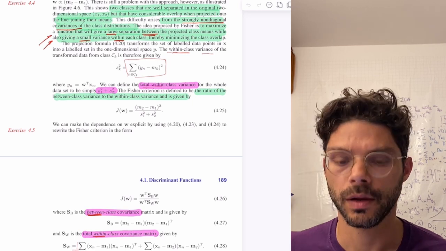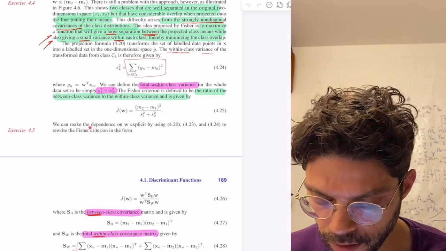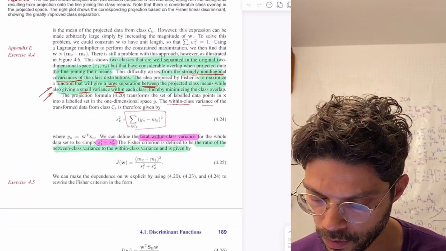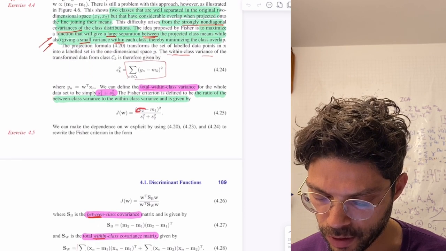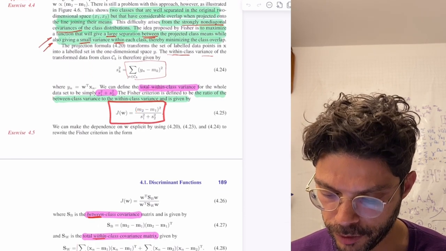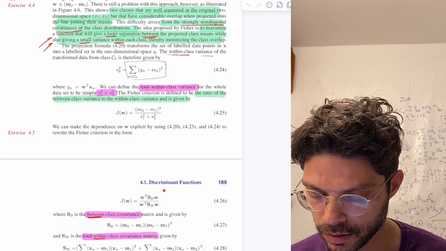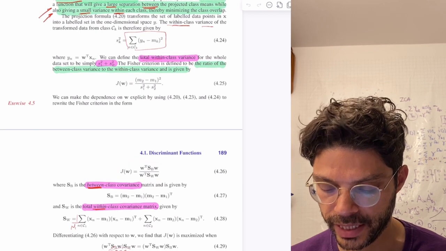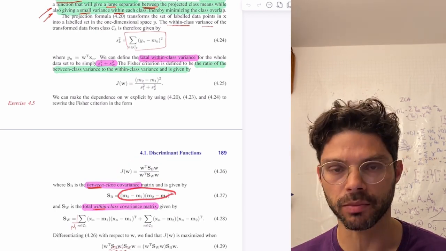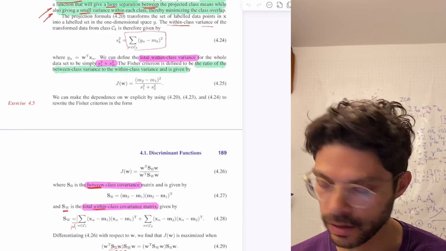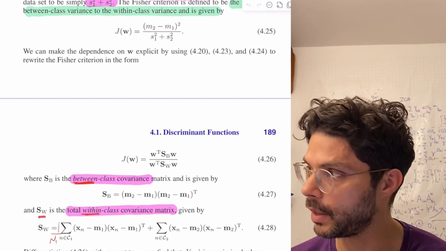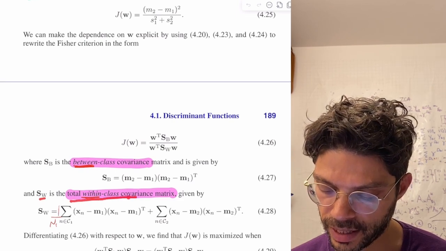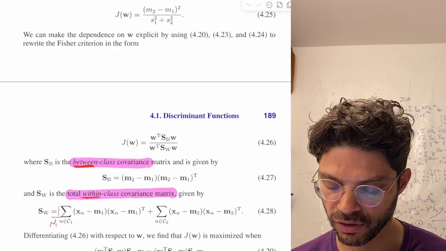Okay, and then he says, look, we can make the dependence on W explicit. So we're just going to plug in all of these different formulas we had for all of these terms, and we can express this between class versus within class variance as this particular expression. And now we're going to define our between class covariance. So that's the outer product of the difference between the means.